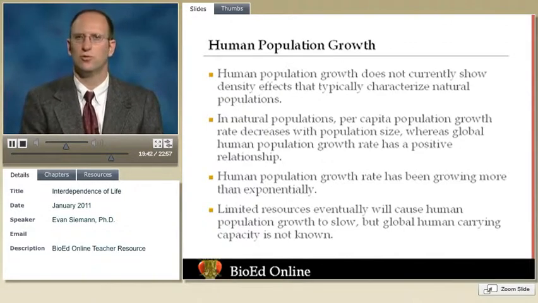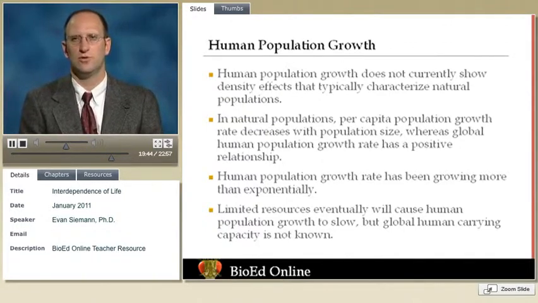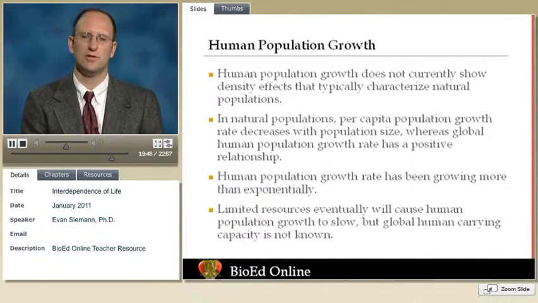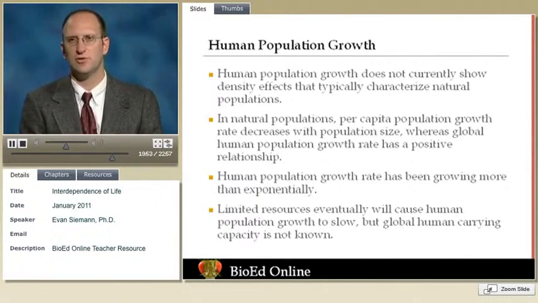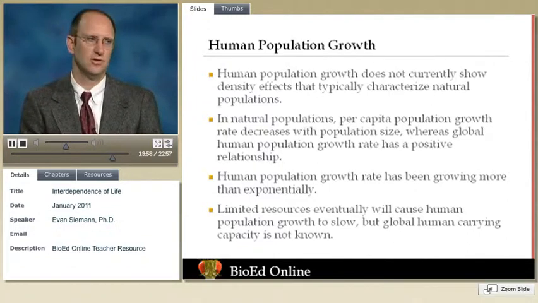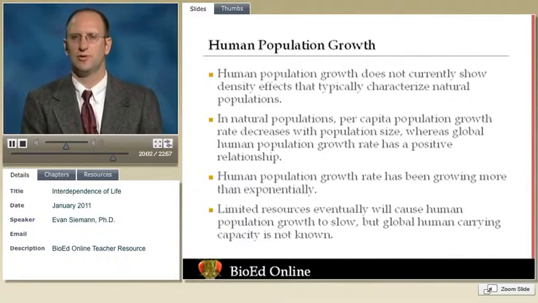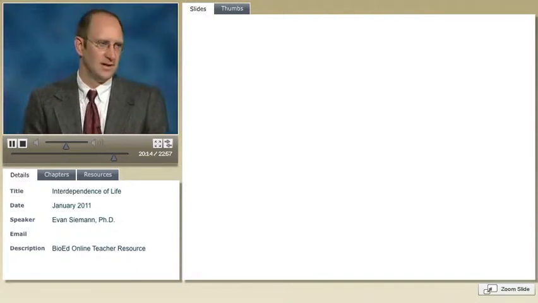Ecologists don't know what carrying capacity for humans will be on the planet, but eventually, if the population continues to increase at the rate that it has been, then human population growth will have to slow, and human population size will not be able to continue to increase. So eventually human population growth will look like more typical natural population growth, and there should be negative density dependence at some point as carrying capacity is reached.